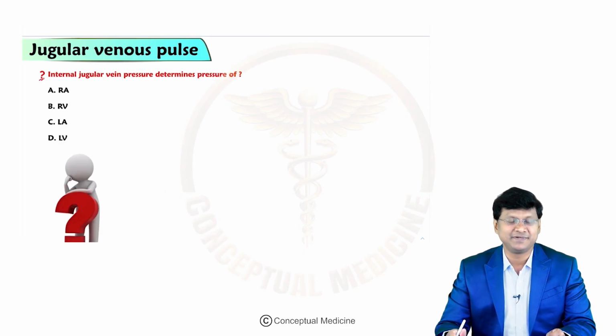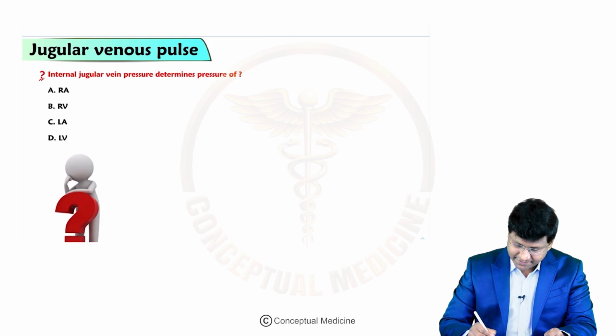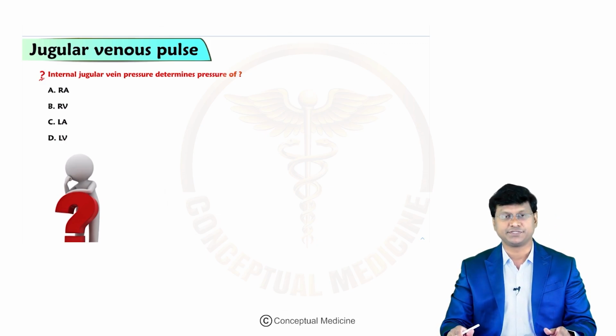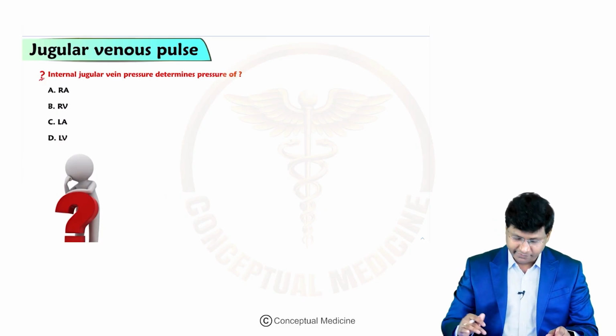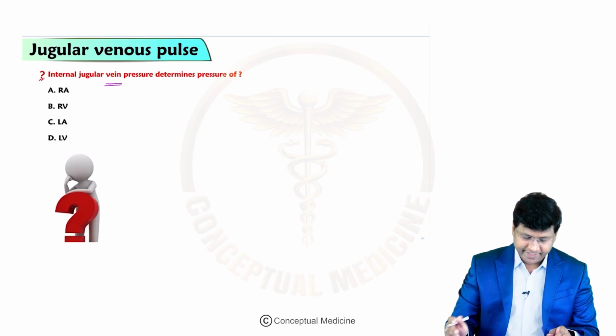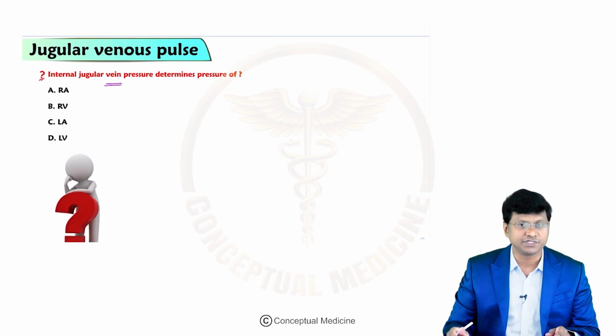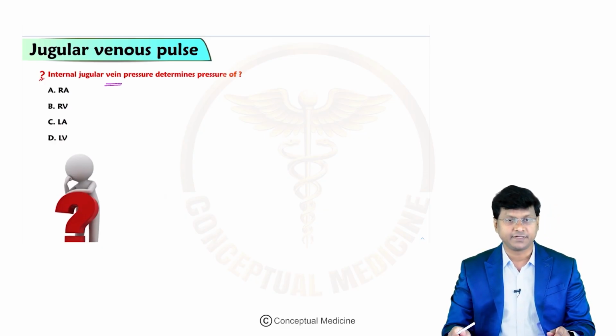In this session, I will be discussing a very important topic in cardiology, that is the jugular venous pulse or the jugular venous pressure. Okay, so the first important question is: internal jugular vein pressure determines the pressure of which particular chamber? Right atrium, right ventricle, left atrium, left ventricle.